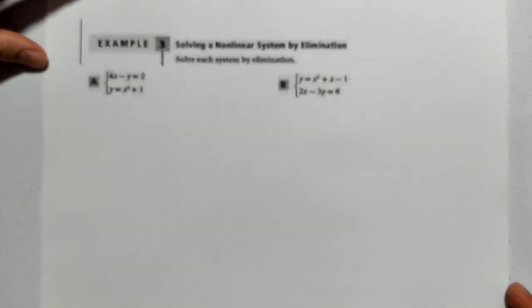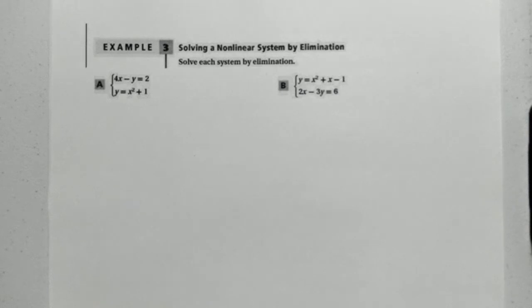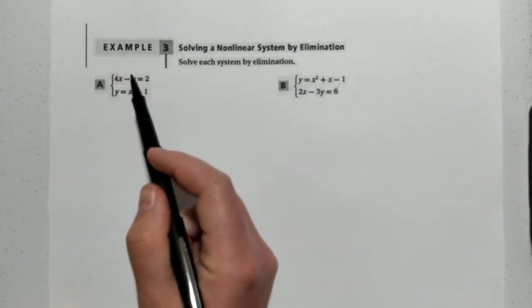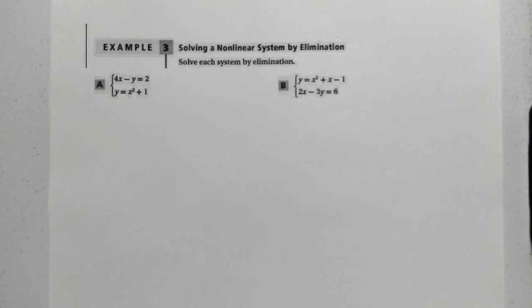So now we're going to go ahead and look at example 3. We're going to solve a nonlinear system by elimination. Now for elimination, you want to look for a variable that has opposite signs. So when you add them, you could get 0. Or if they are the same sign, same coefficient, you would subtract. So here in A, I have negative y and a positive y. So I can add those two equations together, and that y term would be eliminated.